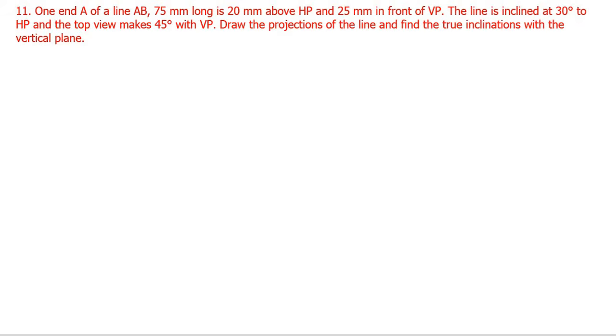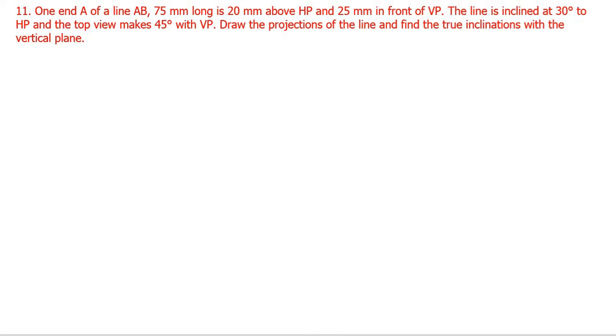Dear students, in today's class we are going to see projection of straight lines with one typical example. One end A of a line AB 75 mm long is 20 mm above HP and 25 mm in front of VP. The line is inclined at 30 degree to HP and the top view makes 45 degree to VP. Draw the projections of the line and find the true inclinations with the vertical plane.